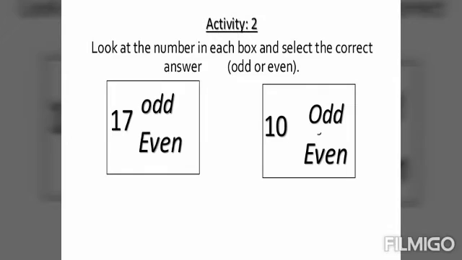Okay, for the next activity, activity number 2, the instruction is: look at the number in each box and select the correct answer. So we will tell now whether it is odd or even. Number 1, first box, we have here number 17. What do you think, class? 17, is it an odd or even number? Okay, so 17 is an odd number.